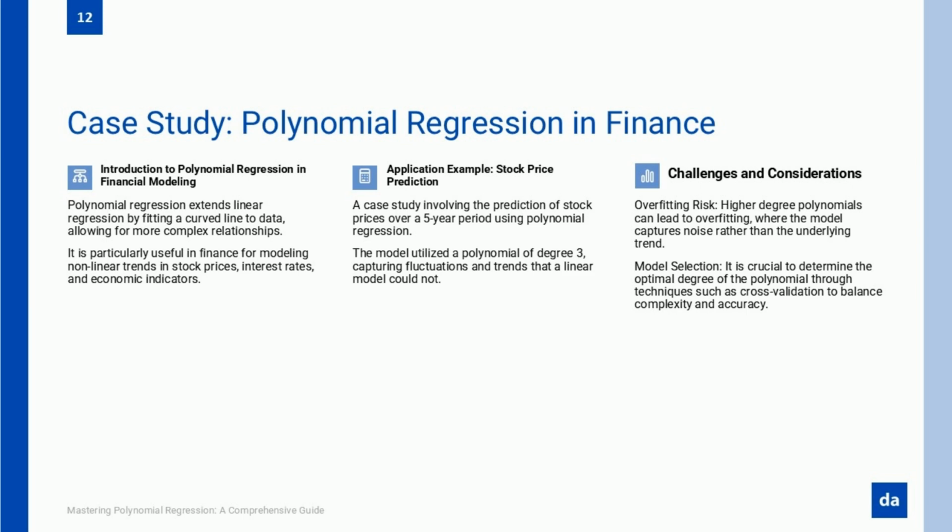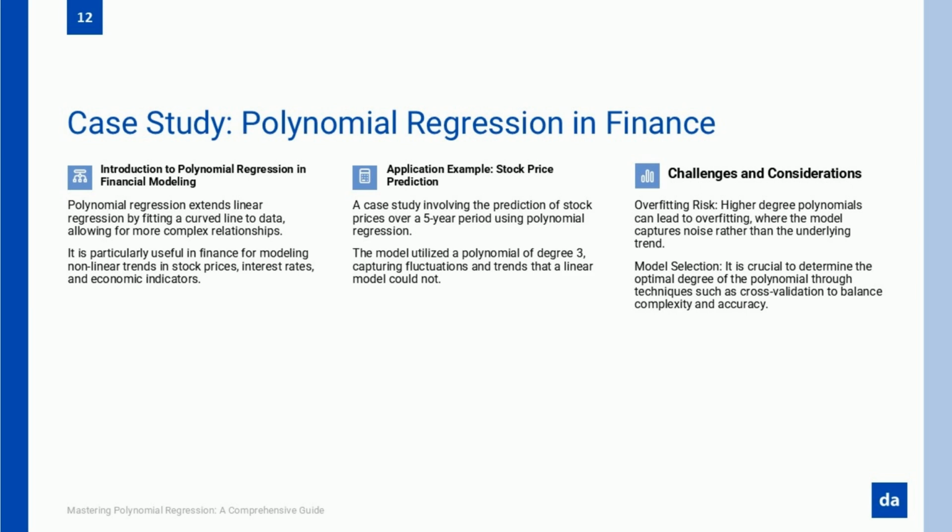A low-degree polynomial may not capture enough details, while a high-degree polynomial can lead to overfitting, making predictions unreliable. In this case study, a financial analyst applies polynomial regression to forecast stock prices over a 5-year period. By selecting a third-degree polynomial, the model captures short-term fluctuations while still maintaining generalization. The results show that a third-degree polynomial fits the stock price movements better than a simple linear trend, providing a more accurate representation of market behavior.